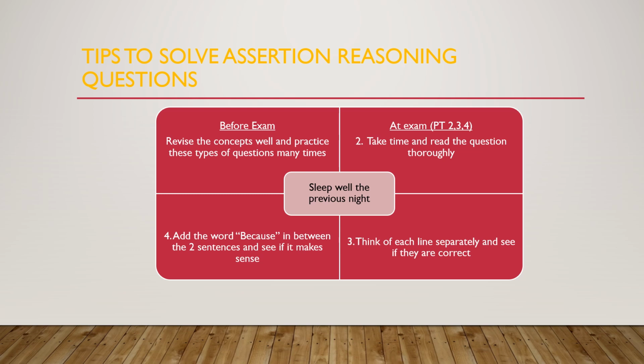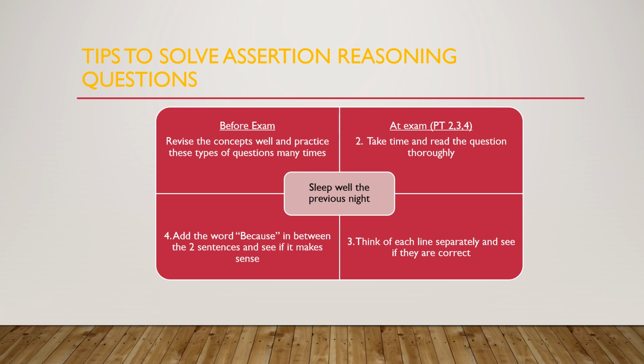When you're doing so, read each of these statements independent of one another and try to check whether they are correct by themselves or not. If you find both of these statements true, then add the word 'because' in between the two, and see whether the sentence finally makes sense or not. If it still holds true, that means your assertion and reasoning are both correct and the reason is the right reason for the assertion statement.